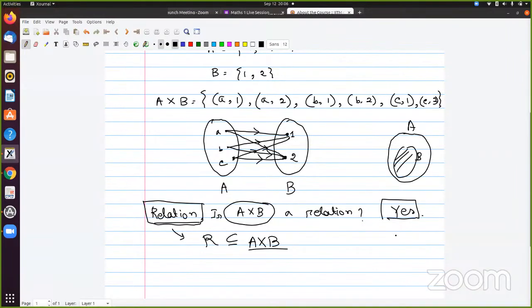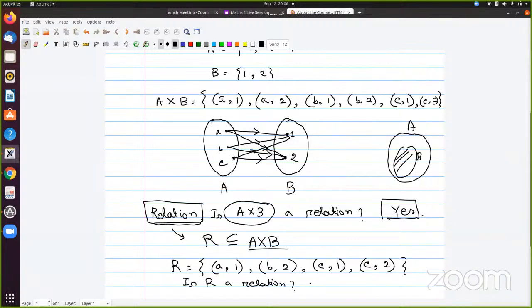Okay, clear? So suppose, in the above example, I am just taking this thing. Will this be a relation? Is it a relation? Is R a relation? Yes, sir. Okay, great. Because it is a proper subset of A cross B.